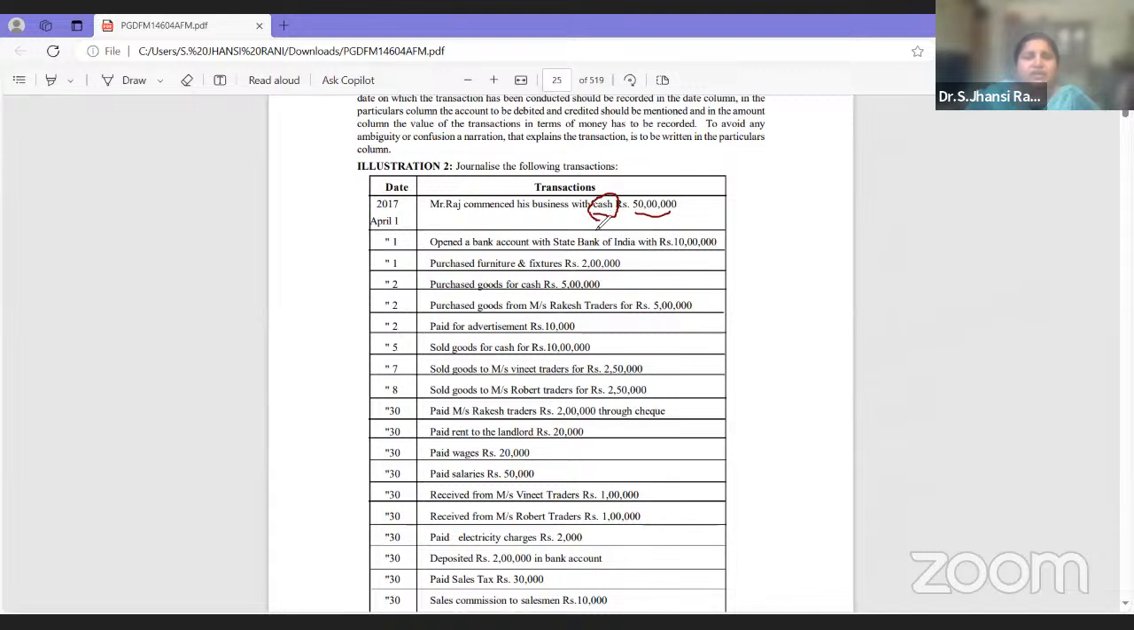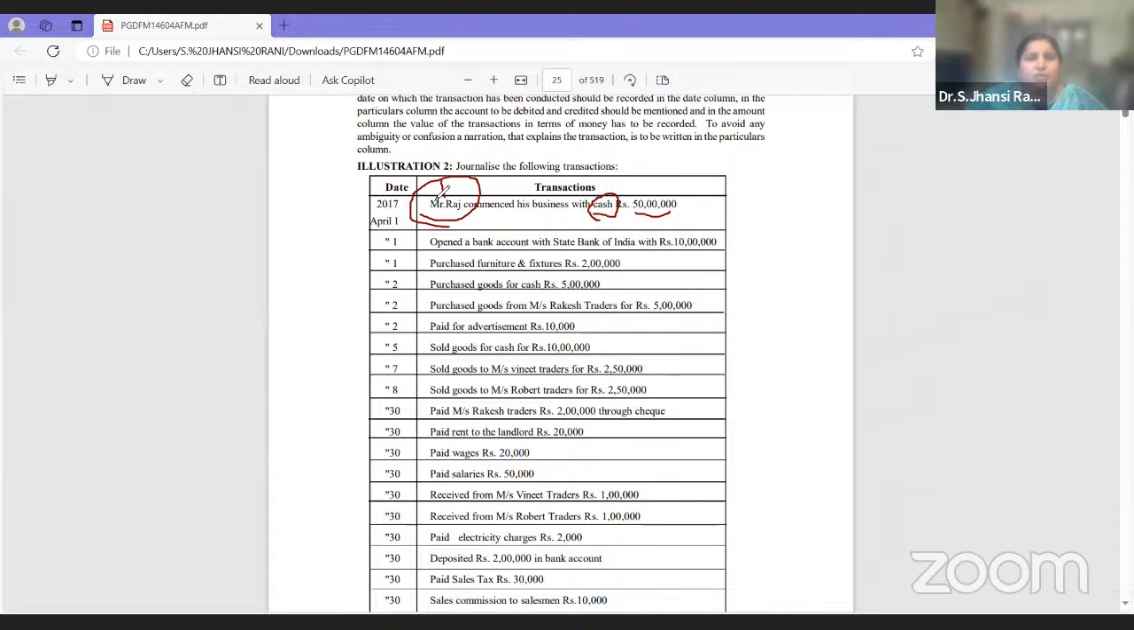Whenever any transaction is given, first try to differentiate the different accounts available in that particular question. So here we have cash, and here we have Mr. Raj. Raj is a personal account, the name of a person, and cash is a real account, which we can touch, see and feel. The personal account rule is debit the receiver, credit the giver.